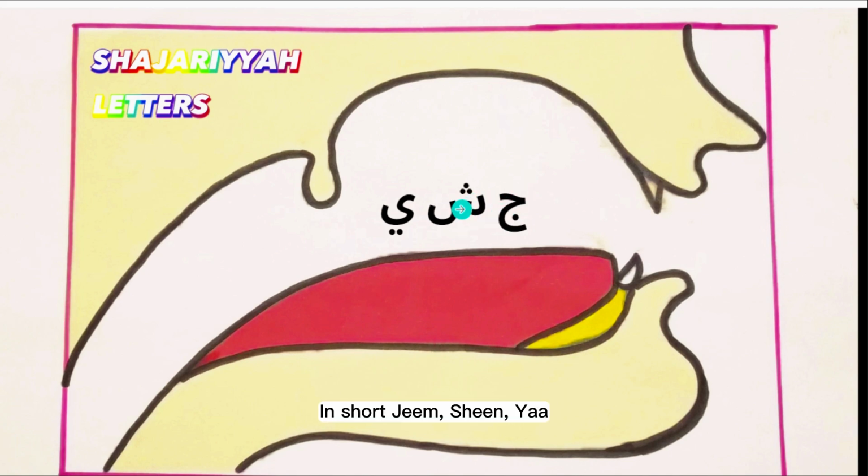In short, Jim, Sheen, Ya are pronounced from the middle part of the tongue when it touches the middle part of the palate. This group of 3 letters, Jim, Sheen, Ya, are known as Shajariyyah letters as they emanate from a place in the tongue known as Shajar Al Lisaan. This term refers to the central part of the tongue where these letters originate from.